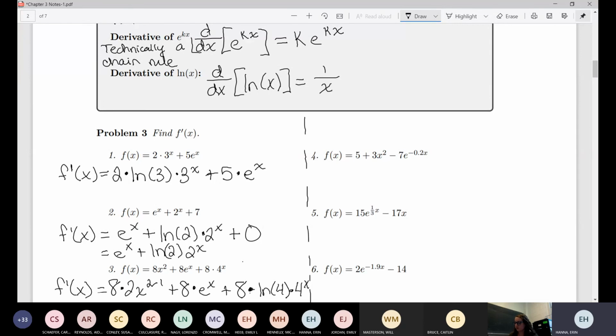All right, let's see. So if we look at number 4 up here, and I want to take the derivative. First thing I need is the derivative of 5. That's just a number by itself, no variable there. So that's just a constant. Derivative of a constant is 0. Plus the derivative of 3x squared. 3 comes along for the ride, bring the power down, subtract 1 from the power.